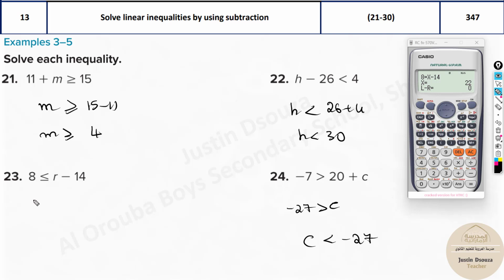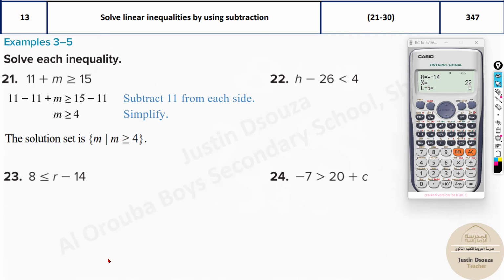Here we get 8 plus 14, that is less than or equal to r, so it is 22 is less than or equal to r, or r is greater than or equal to 22. These are the solutions. That's how we do them. It's very easy, and you can see over here they write this. What is this? The solution set is of the variable m, which belongs to m greater than or equal to 4.